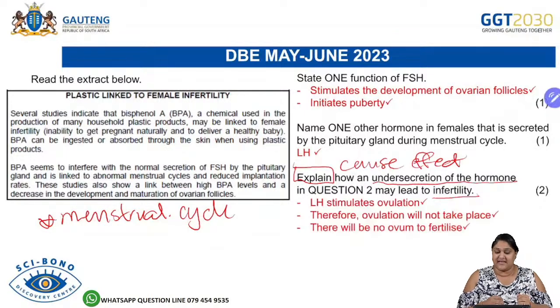So the first thing you should tell us is what does LH do? It stimulates ovulation, right? We know that. Therefore, ovulation will not take place. Why is ovulation not taking place? Because remember, we have an undersecretion. So LH stimulates ovulation, but there will be no ovulation taking place because LH levels are low. You can also include, to finish your sentence, that there will be no ovum to fertilize. It's important that you also mention that point. It's only for 2 marks. If you just say LH stimulates ovulation, therefore ovulation cannot take place, you will get your 2 marks. But some learners will also go further to say that there will also be no ovum. And if there's no ovum, fertilization cannot take place and it leads to infertility.